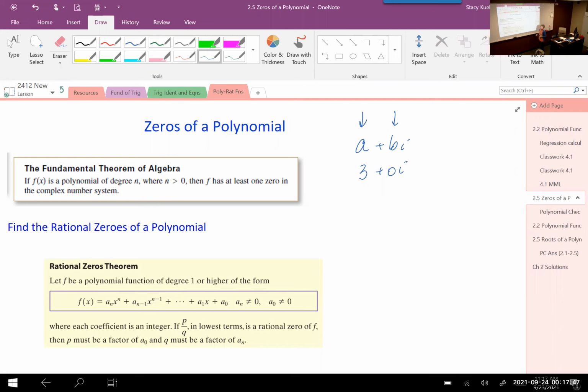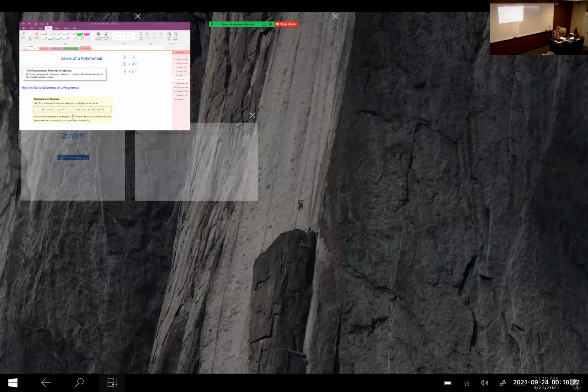But what the fundamental theorem of algebra says is that every polynomial can be written as a factor, or I'm going to have at least one zero that is complex. Okay, so what we're going to start out looking at are the rational zeros, or the real zeros, and then we're going to add to that the complex zeros that we won't see from our calculator. So the fundamental theorem of algebra tells me that the degree of the polynomial tells me how many solutions I have.